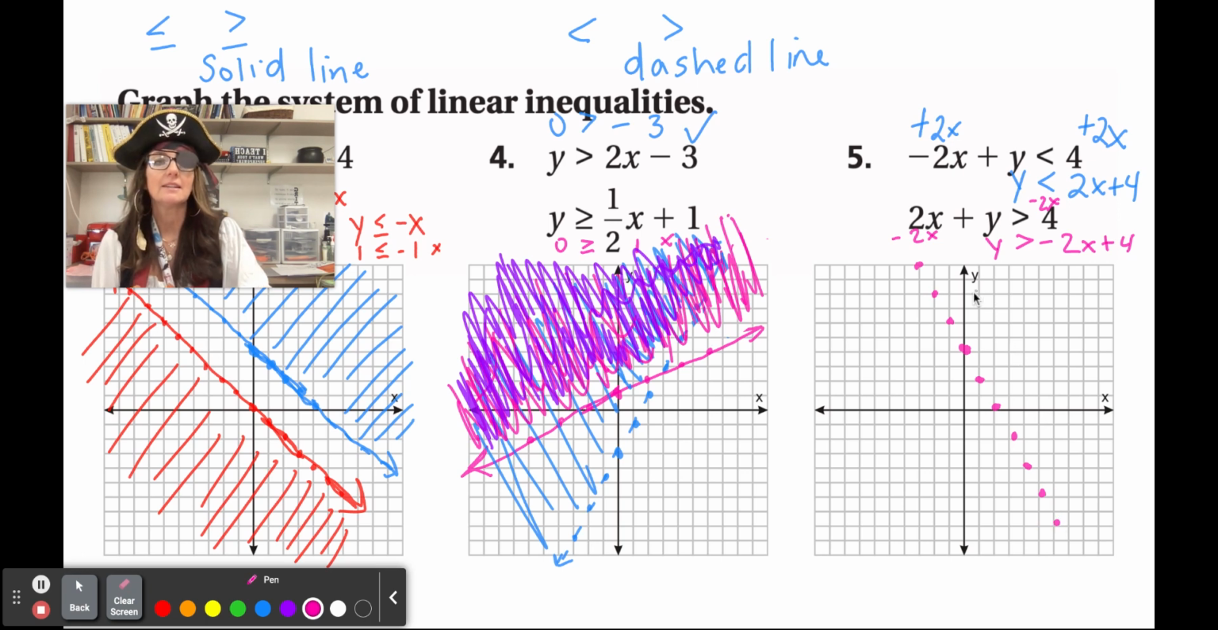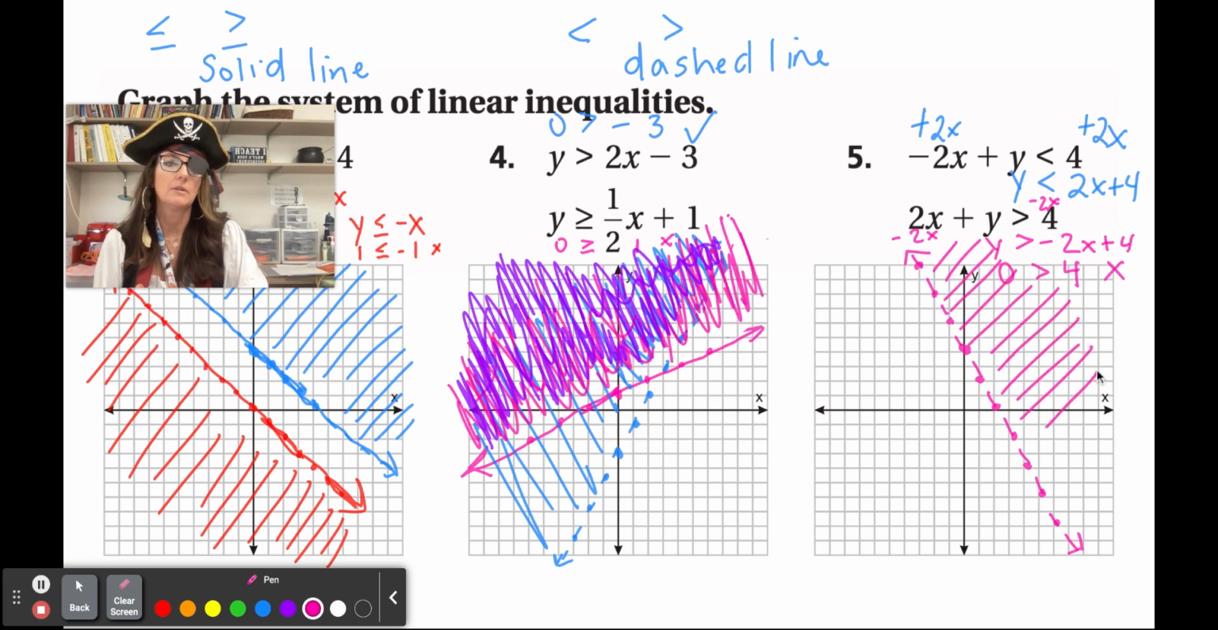All right. So we have this dashed line here. Dashed lines are easier than the solid lines. All right. Now, 0, 0 is not part of it. So is 0 greater than 4? No. So that part is not shaded. So, okay, this part is.